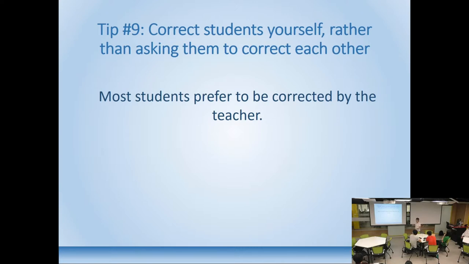There are situations where, nevertheless, you will ask them to give feedback to each other, as in peer editing and things like that. Sometimes the teacher just doesn't have time to get to everybody to do all the correction, and they'll ask each other to help. So there's all sorts of exceptions to this one, but on the whole, given the option, if you can correct yourself, do correct yourself. It's more helpful to students.